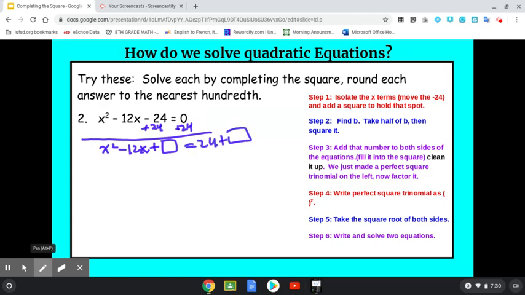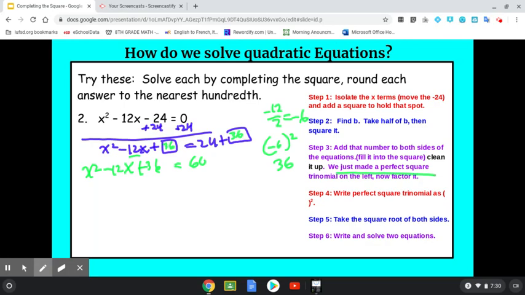Okay, now you're going to take your b, which is negative 12. You're going to halve it. Half of negative 12 is negative 6. You're going to square that now. Negative 6 squared is positive 36. You'll notice we're going to be using positive numbers when we're completing that square. And then we're going to clean it up. So we get x squared minus 12x plus 36 equals, and then 24 plus 36 gives you 60.